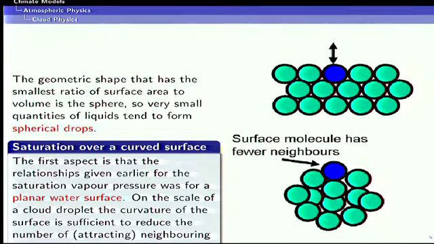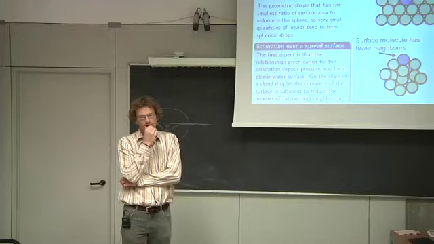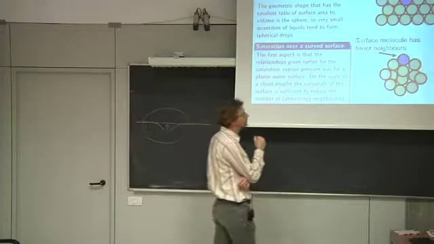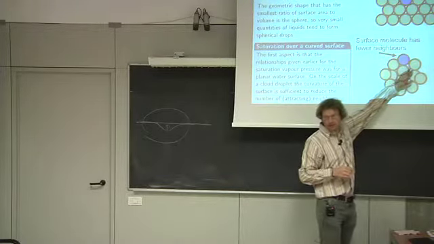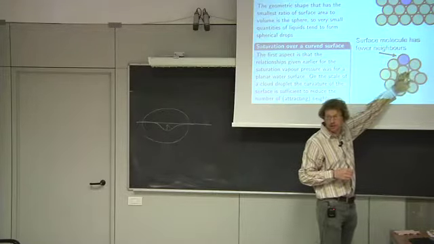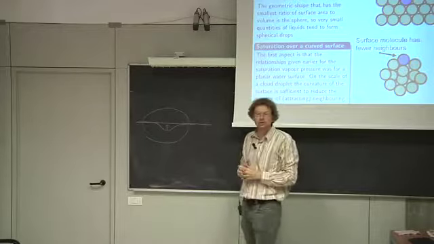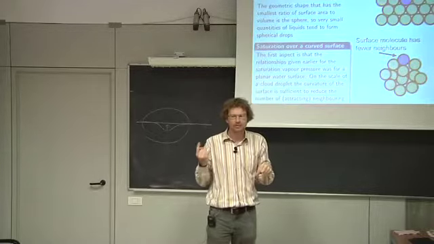So if we have the definition of the saturation vapor pressure, remember that's when we have an equilibrium between evaporation and condensation, will the saturation vapor pressure be higher or lower in the vicinity of a small droplet compared to a planar surface? So have a think about it for a second. So the bonding is reduced. So the energy required to overcome this bonding is reduced. So what happens to the saturation vapor pressure?